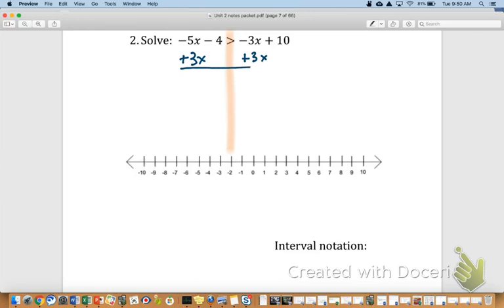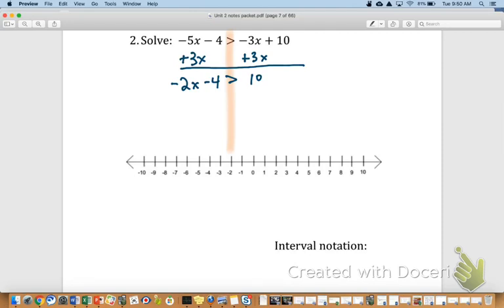I'll add my like terms here. So on the right side, would you guys agree that all I have left over is a 10? Yes. Okay, so on the right side, I've got a 10. On the left side, did you guys get this? Negative 2x minus 4. That make sense so far?